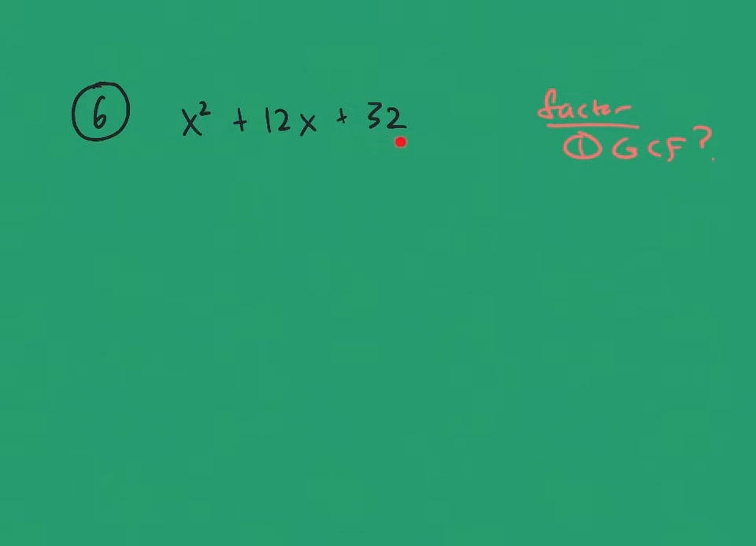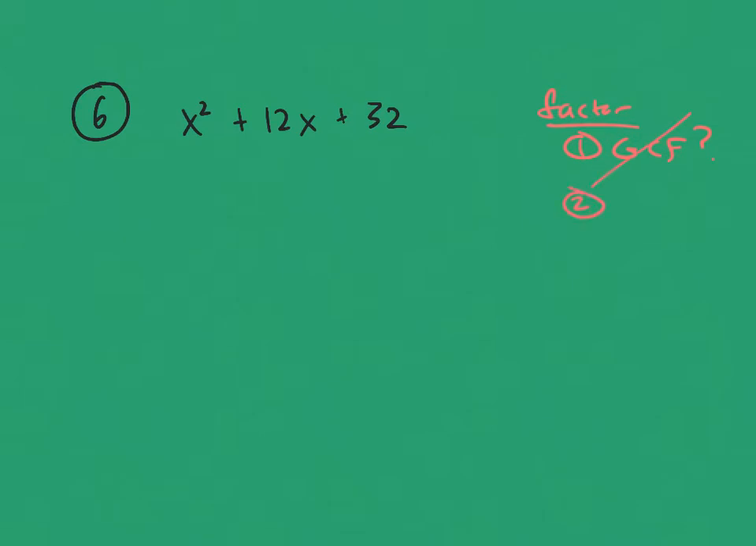All right, next, number 6. Here we've got x squared plus 12x plus 32. Instructions will say factor, so you want to first check to see if there's a greatest common factor. Can't take x out of everything. 32 and 12 have something in common, but there's no number in front of x squared besides 1 that would have that common factor. So there's no common number, there's no common variable. So no greatest common factor.